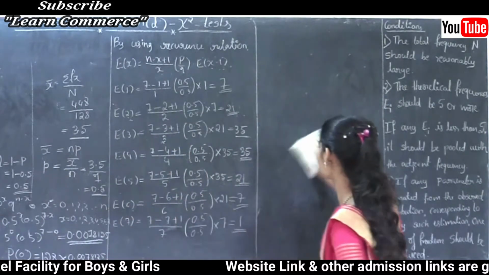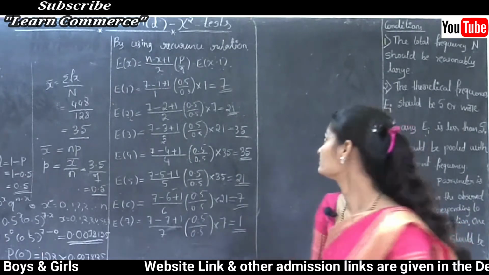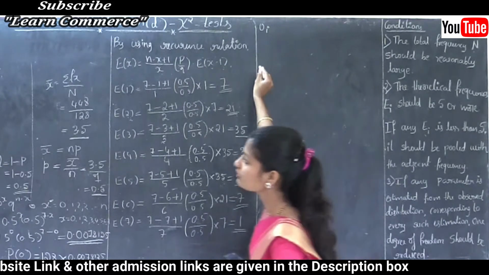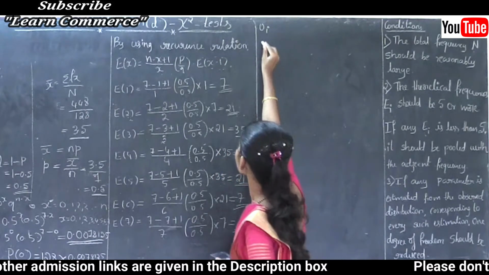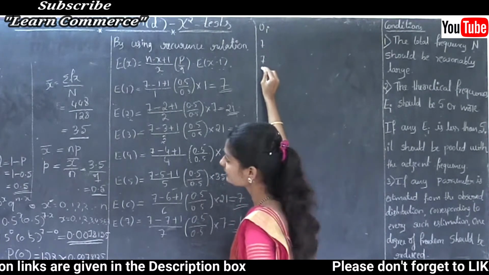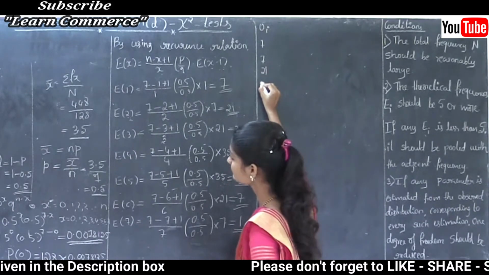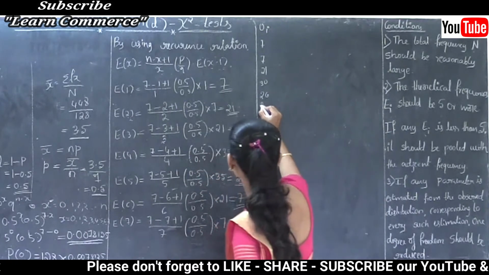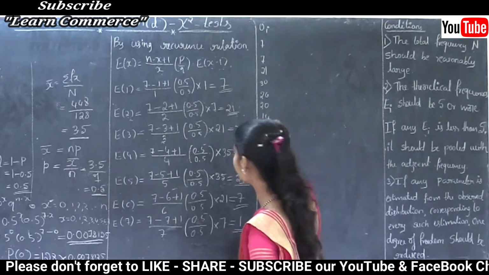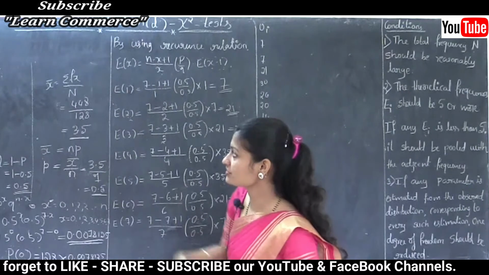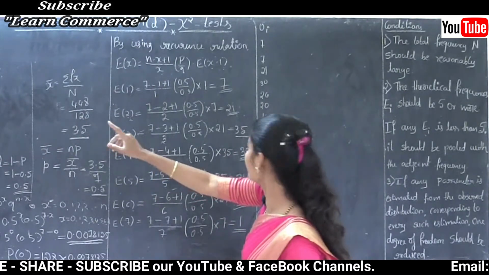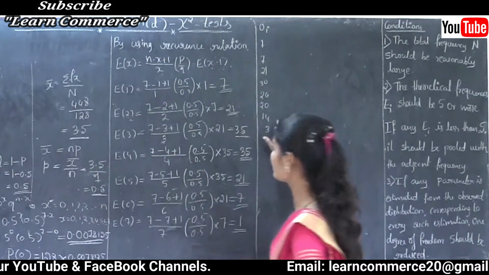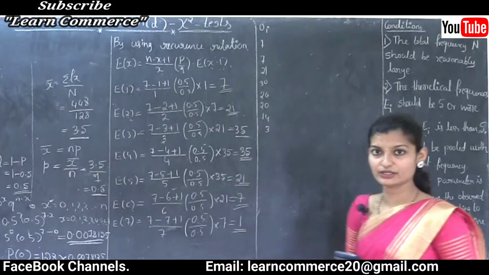That is OI observations. What are the OI observations? Yes, 7, 7, 21, 30, 26, 20, 14 and 3. Okay, I will just cross check. 7, 7, 21, 30, 26, 20, 14 and 3. So these are the observed frequency distribution.